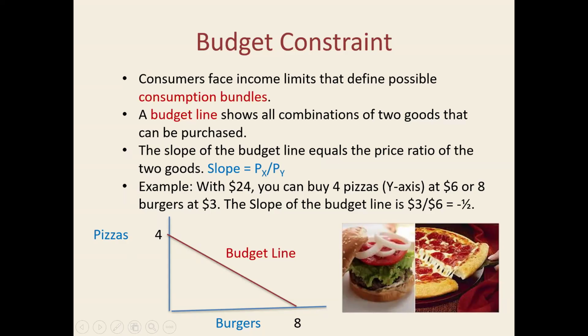However, burgers only cost $3. So if you spend all of your money on hamburgers, you can consume 24 divided by 3, or 8 hamburgers. Therefore, 4 is what we call the y-intercept, and 8 is what we call the x-intercept. And the slope of this budget line is simply 3, the price of the good on the x-axis, divided by 6. 3 over 6 is 1/2, but because this is downward sloping, we mark it as negative 1/2.